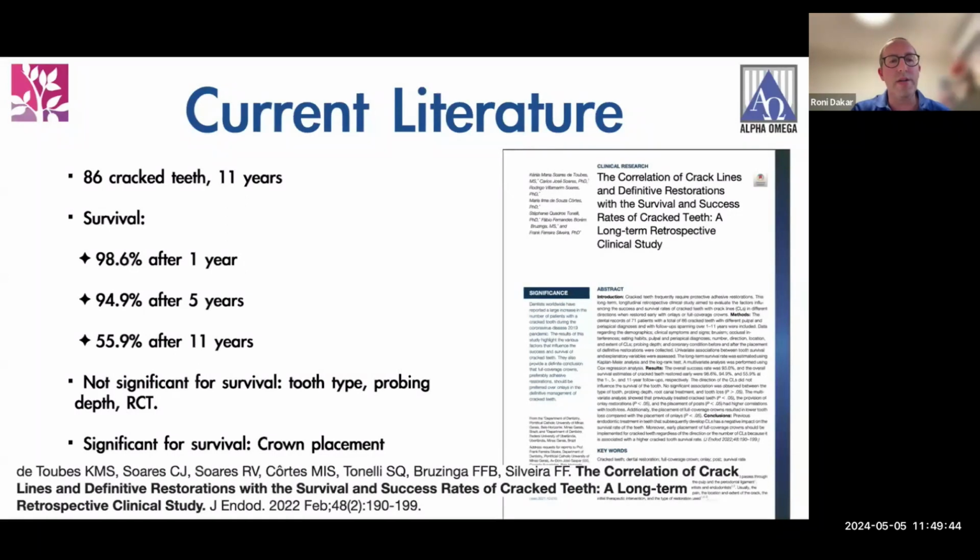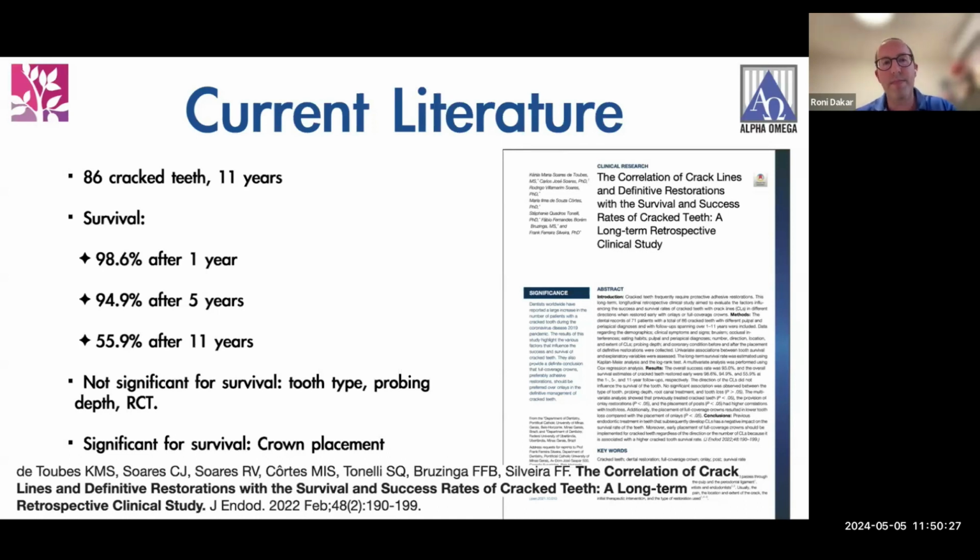I want to mention 2 articles from recent years regarding the treatment and prognosis of cracked teeth. The first article, they examined 86 teeth for the period of 11 years. And here, not all teeth received the crown. What they found was that the survival rates in the first 5 years were excellent. It was 95%, but after 11 years, they found a drastic decrease in survival rates towards 56%, mainly due to the teeth that did not have a crown.